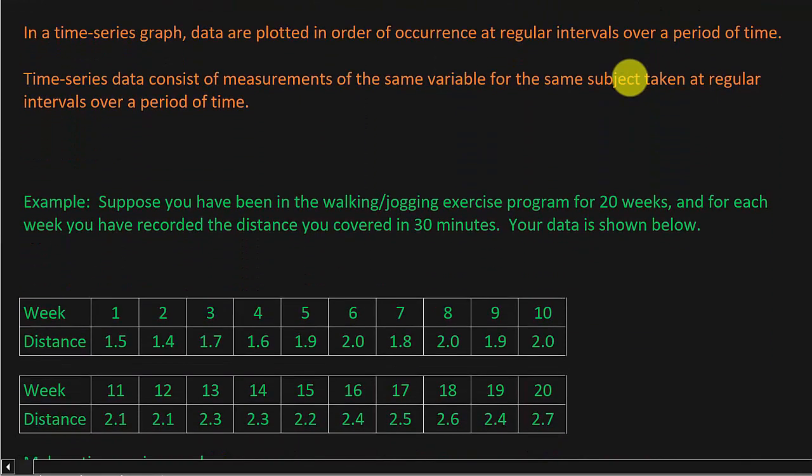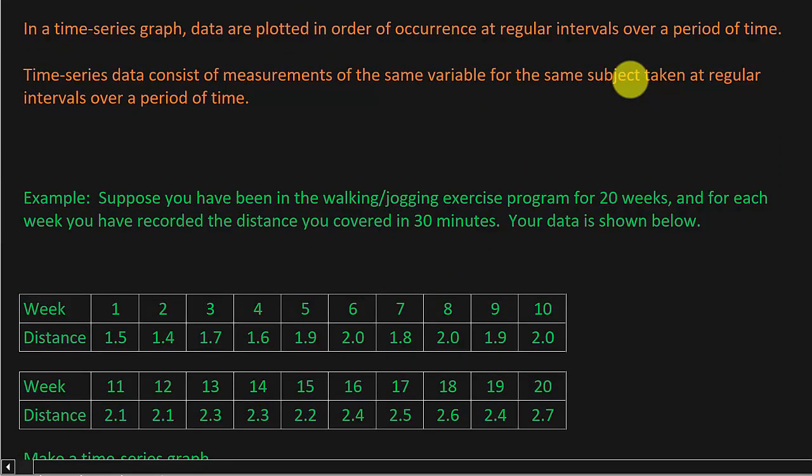All right, so the last one, it says in a time series graph, data are plotted in order of occurrence at regular intervals over a period of time. And time series data consist of measurements of the same variable for the same subject taken at regular intervals over a period of time. And here's an example.